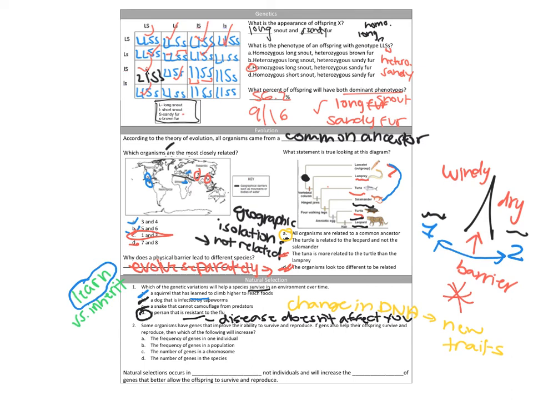So let's take an animal that has a great adaptation, like a giraffe with long necks. That giraffe with the long neck is going to survive and pass on the long neck to their offspring. So the frequency or amount of this gene, long neck, is going up.